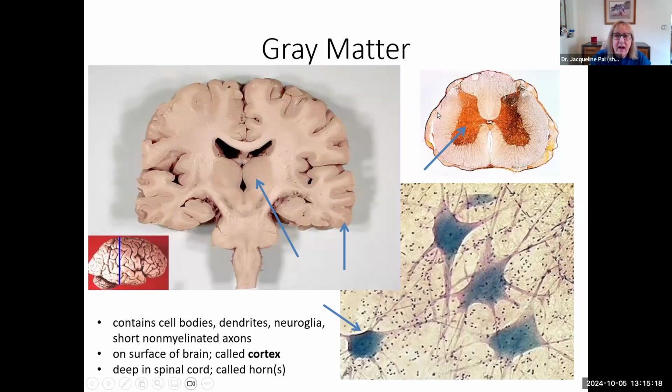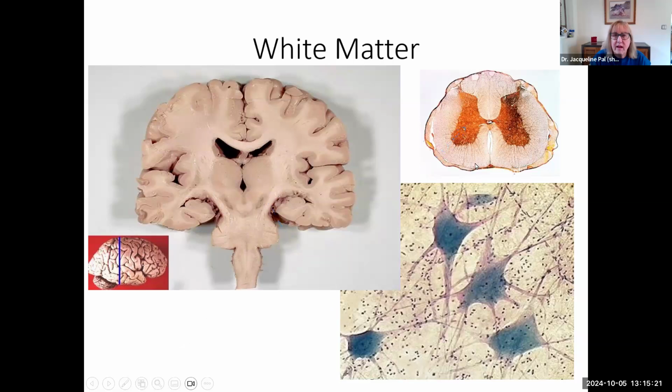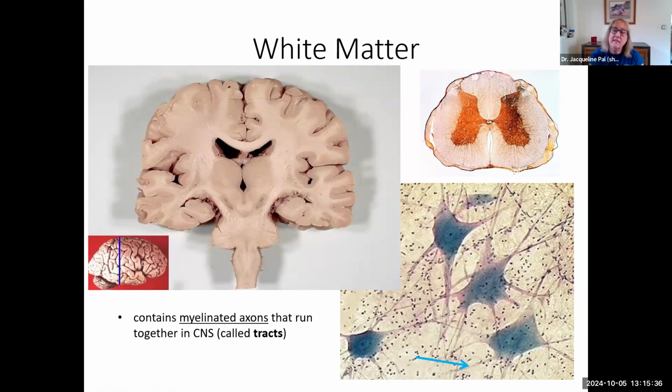Now, the lighter areas of the spinal cord and of the brain are called white matter. And so the white matter is going to contain the axons that are myelinated, that are running together. So axons in the central nervous system that travel together are called tracts. So remember, axons that travel together in the peripheral nervous system, those were nerves. So this is the same thing as a nerve, but it's in the central nervous system. So all this white stuff here, those are tracts. Those are groups of axons traveling together.